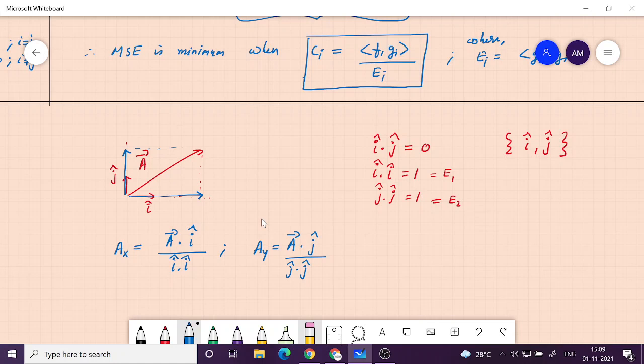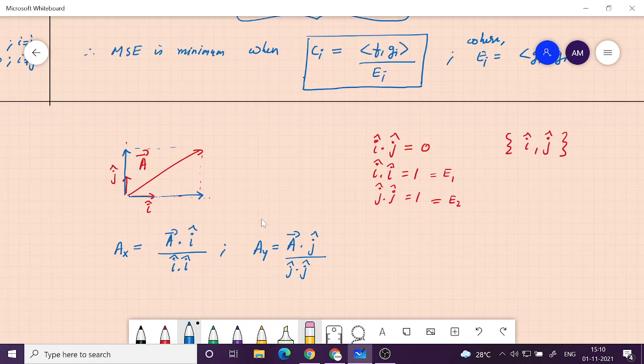Basically we have a vector A which we want to write in terms of i and j. So i and j form an orthogonal set of vectors. Why? Because i dot j is 0, i dot i is 1, j dot j is also 1. So this forms an orthogonal set. If an orthogonal set is given, according to the formula, c_i equals the inner product of f and g_i divided by e_i.